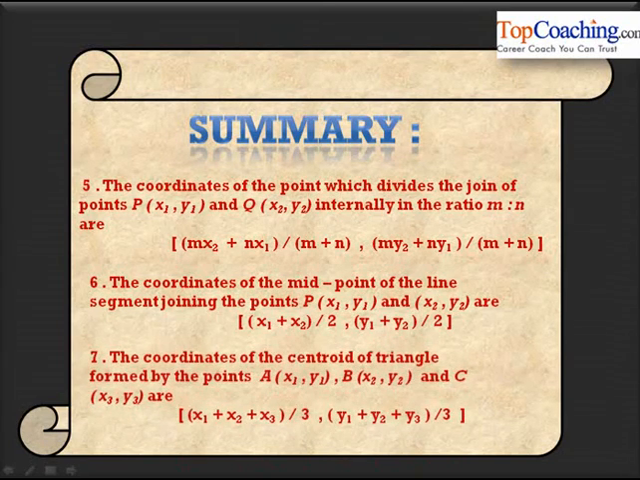Now, the coordinates of the centroid of a triangle formed by the points A (x1, y1), B (x2, y2), and C (x3, y3) are ((x1 plus x2 plus x3) by 3, comma (y1 plus y2 plus y3) by 3). So if we have any triangle ABC with the coordinates as (x1, y1), (x2, y2) and (x3, y3), then the coordinates of the centroid of such a triangle are given by (x1 plus x2 plus x3) by 3 and (y1 plus y2 plus y3) by 3.